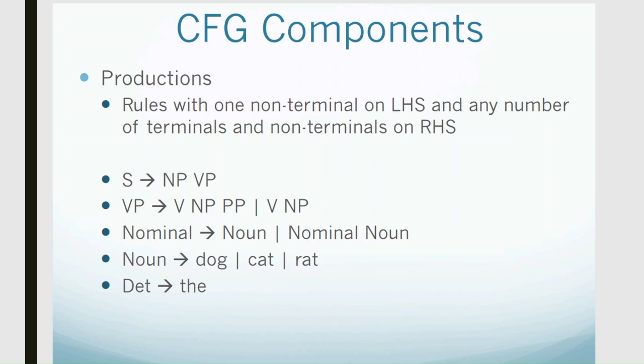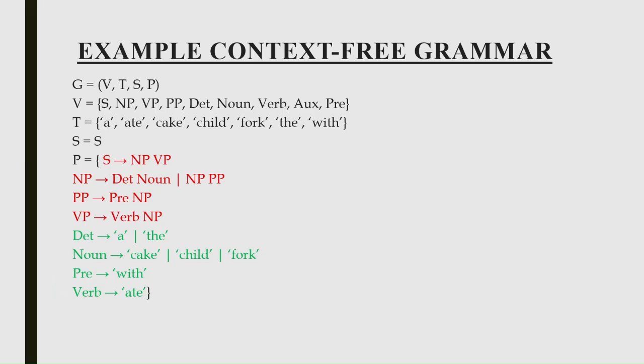Already we have seen the grammatical grouping before. Similarly, a sentence is comprised of NP and VP, and VP is V NP, or a prepositional phrase, or V, NP, however you write. Nominal can be a noun or a nominal noun. Noun can be dog, cat, or rat, whatever. Determiner is the. So now we will see the example of context-free grammar.